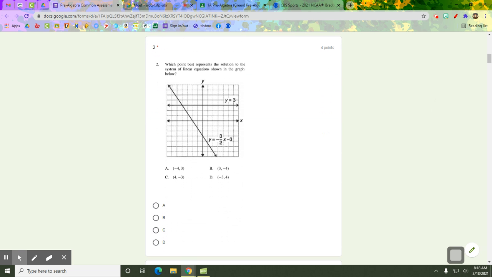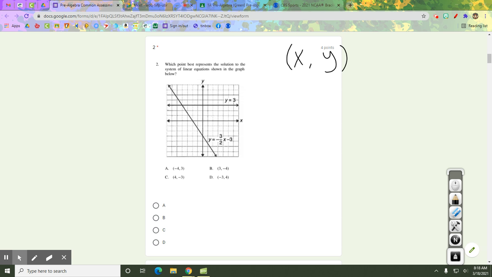At which point represents a solution to the system? When we have points, and some of you may think this is repetitive, your point is x comma y. So when I have a point, I'm going to start with the x-axis. My point's here, so you go over. However many you go over is your x-coordinate. How many you go up is your y-coordinate. So what is that coordinate?